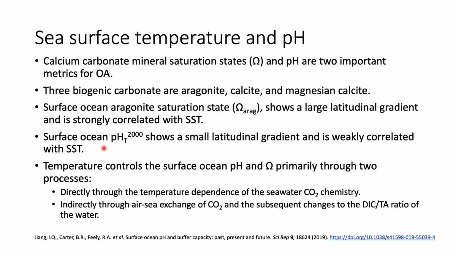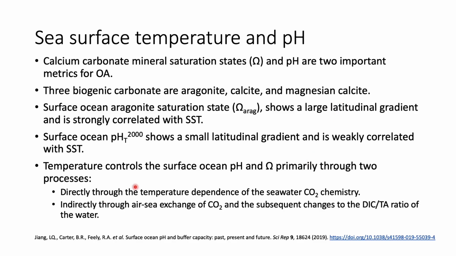And the surface ocean pH measured at 2000 shows a small latitudinal gradient and is weakly correlated with the sea surface temperature. See, the temperature controls the surface ocean pH and the saturation state of calcium carbonate. We will be actually studying about the different saturation states of calcium carbonate, which are aragonite, calcite and magnesium calcite.